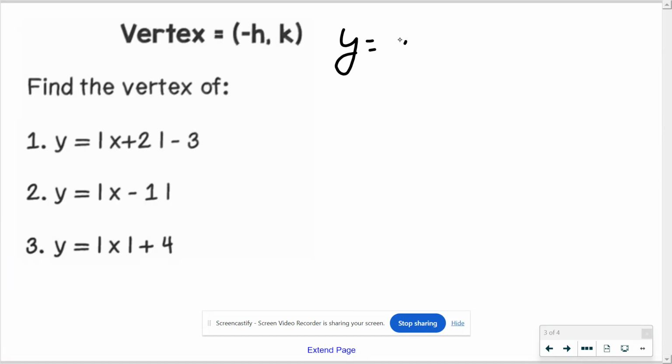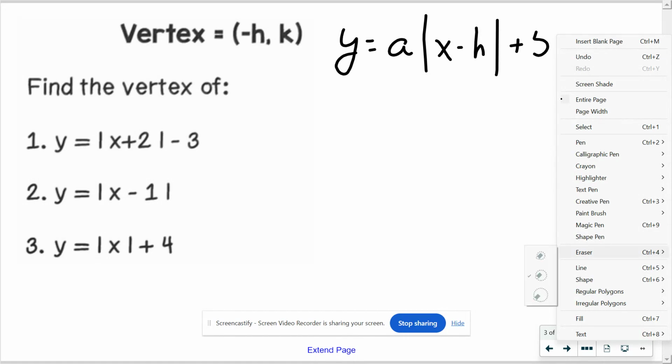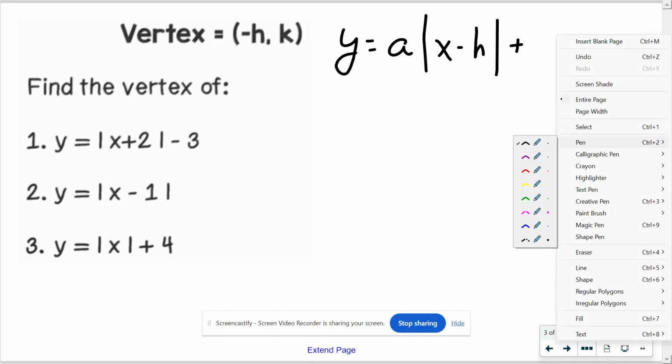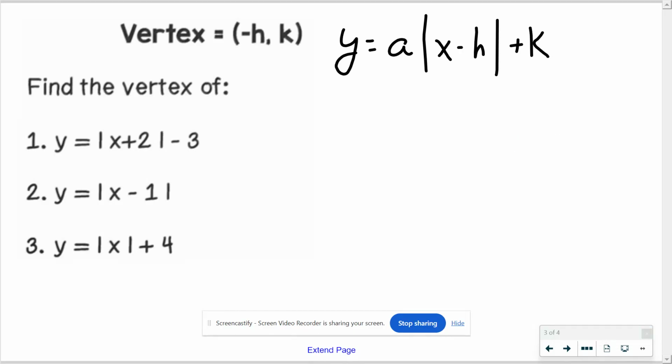Let's just rewrite what our absolute value looks like. So y is equal to a times the absolute value of x minus h plus, not plus 5, yikes, plus k. Whoopsie daisy. So when we compare the absolute value function we're provided to our general form, we're going to find a couple of common numbers or common ideas.